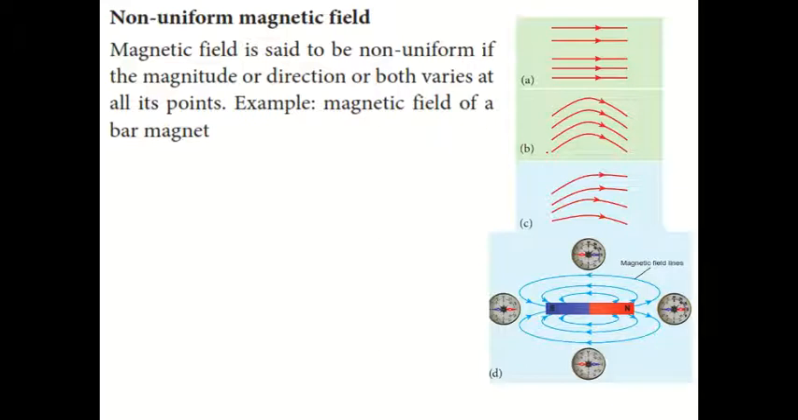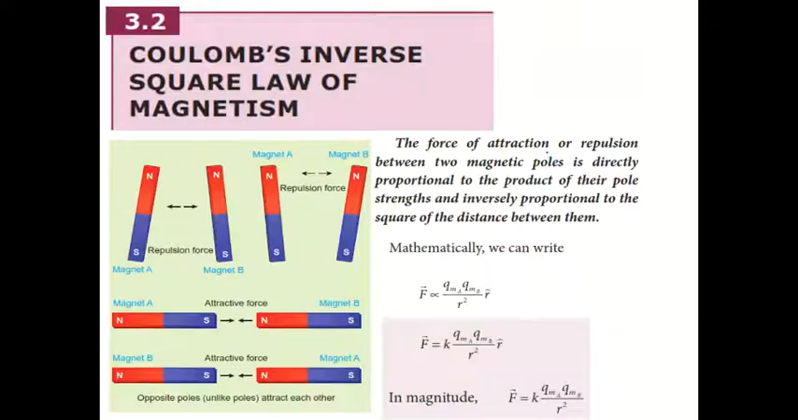Non-uniform magnetic field. A magnetic field is said to be non-uniform if the magnitude or direction or both vary at different points. Example, the magnetic field of a bar magnet. In a bar magnet, at every point, the magnitude and direction both vary. Okay, we'll move to the next topic.